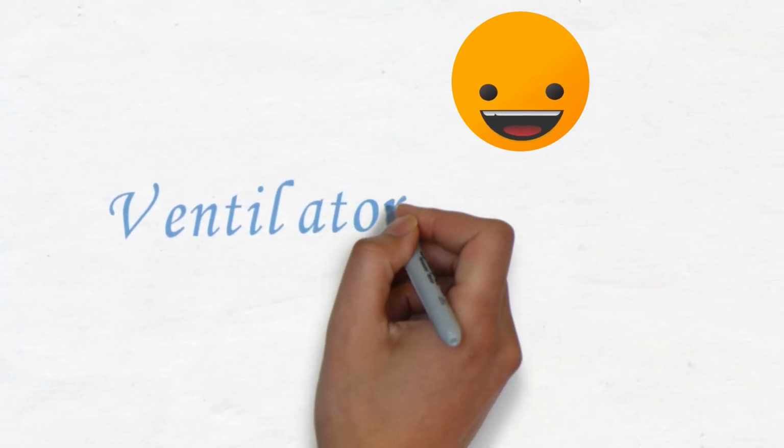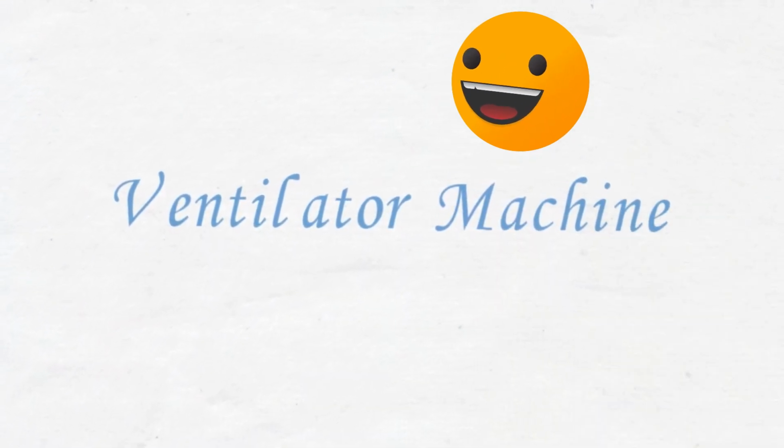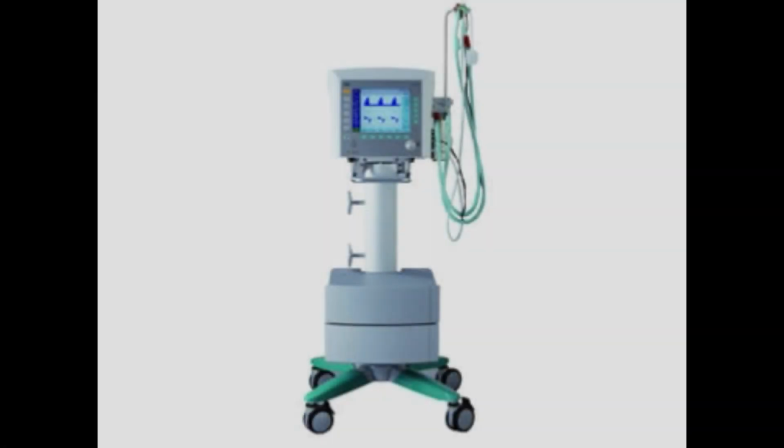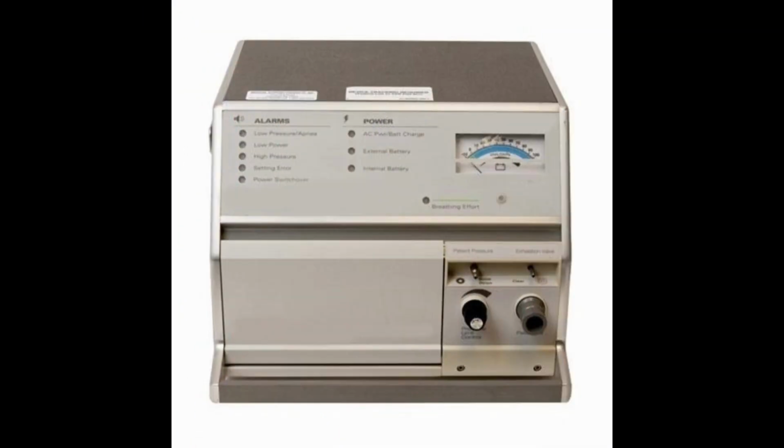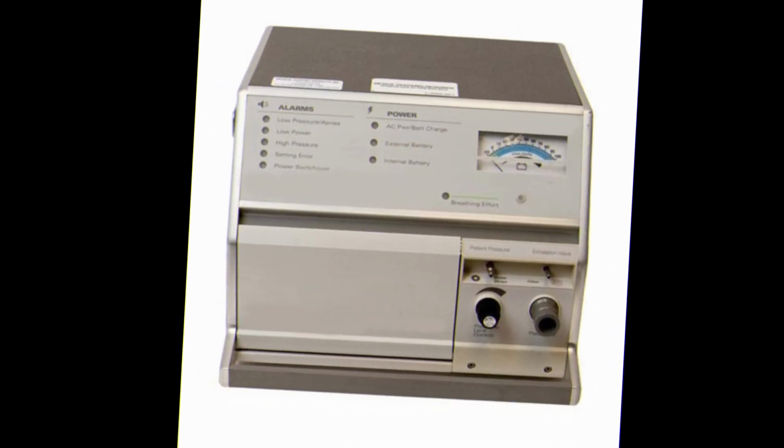Let's start with the definition of a ventilator machine, which is the machine designed to move breathing air into and out of the lungs to provide breathing for a patient who is physically unable to breathe or is breathing insufficiently.